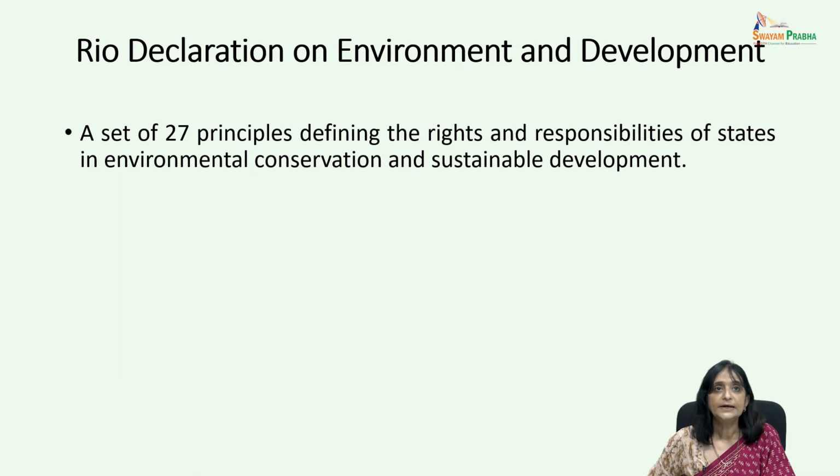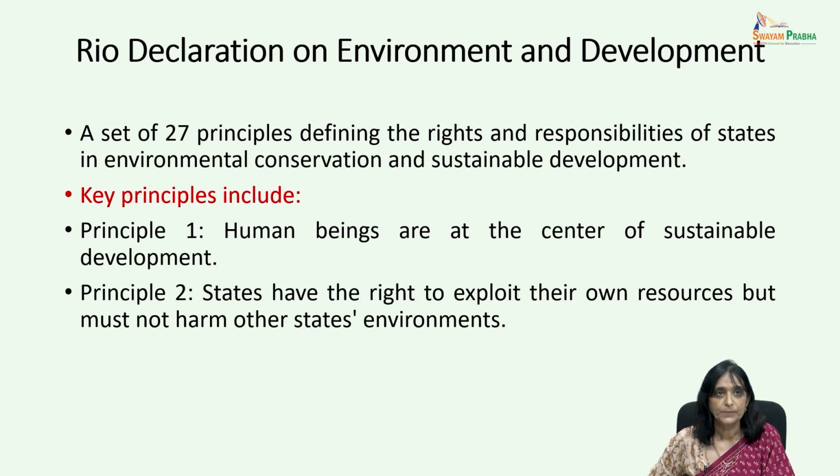Then we had the Rio Declaration on Environment and Development, which is basically a set of 27 principles which define the rights and responsibilities of states in environmental conservation and sustainable development. Some of the key principles of the Rio Declaration consist of Principle 1, which says that human beings are at the center of sustainable development.